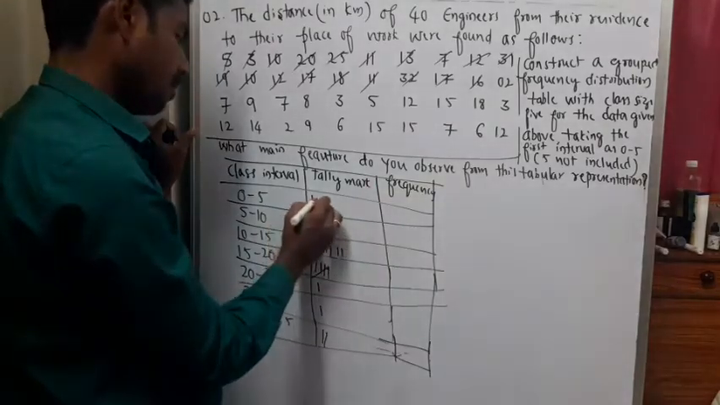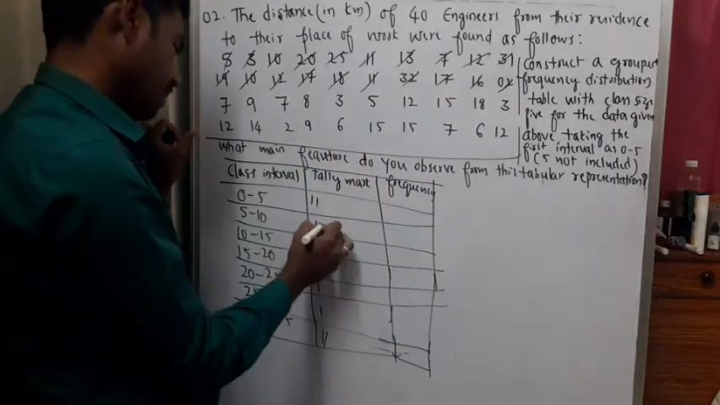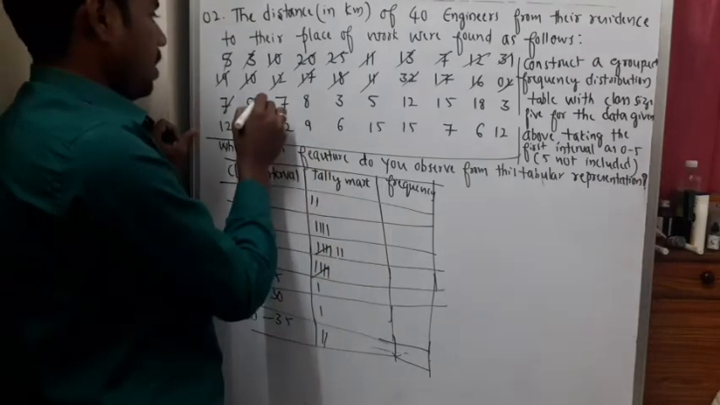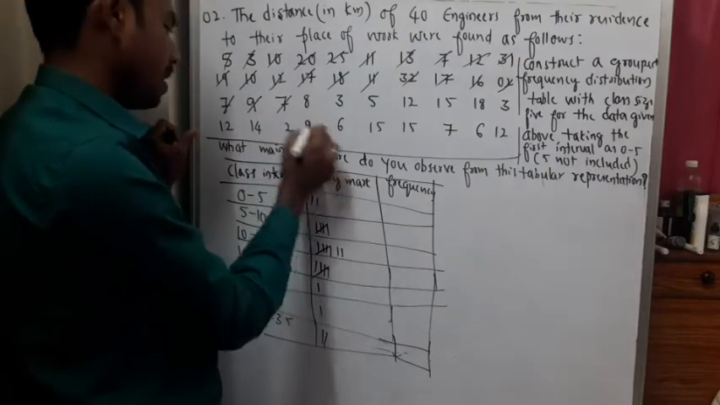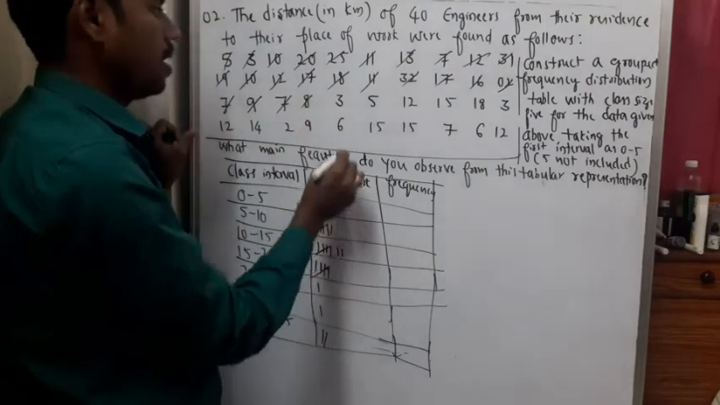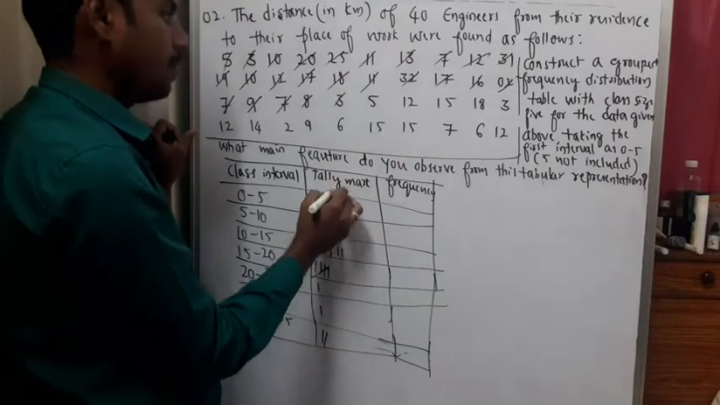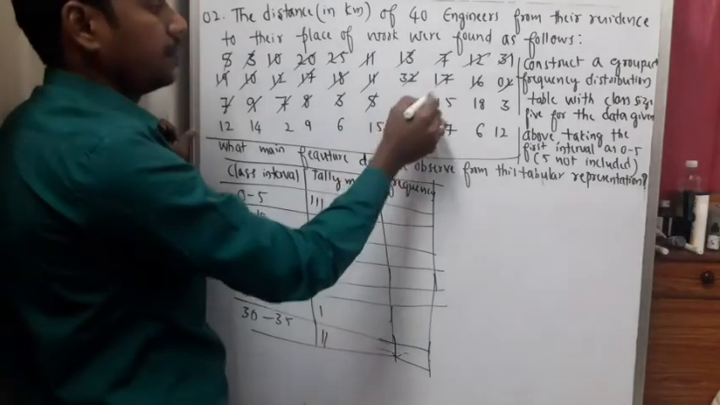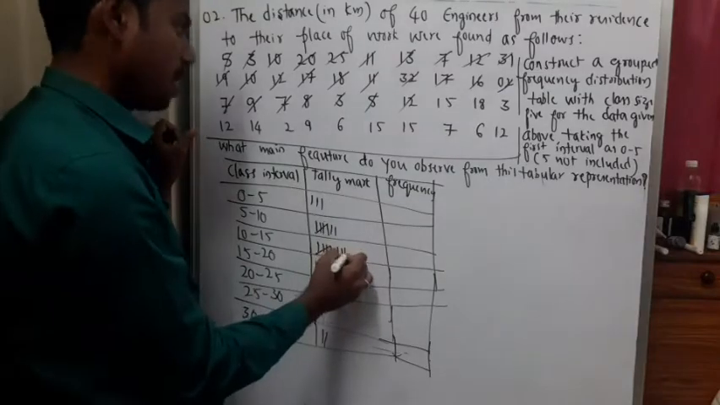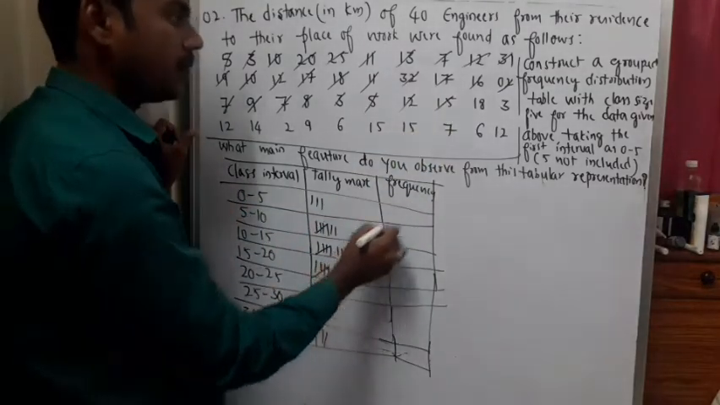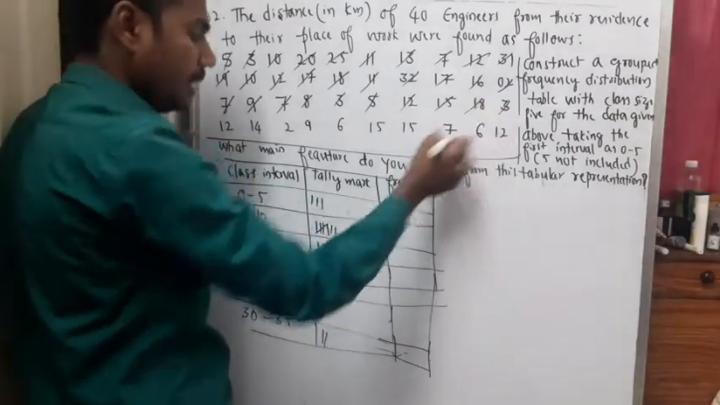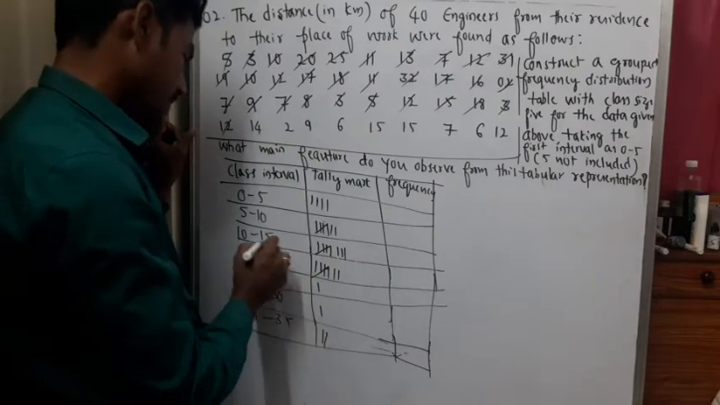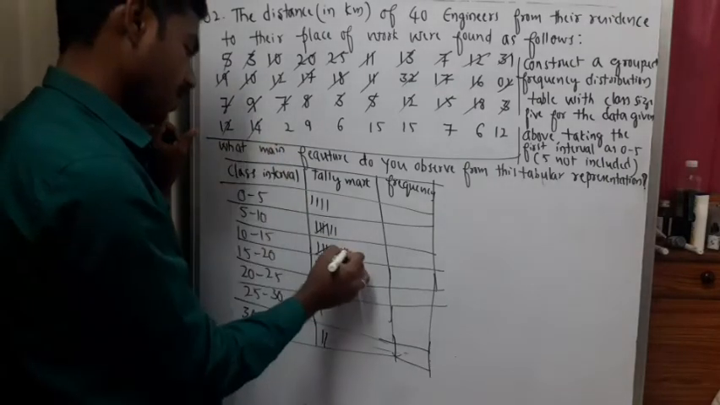Next 2 will come here. 7 will come here. 9 will fall under this. 7 will come here. Again 8 will come under this. Then 3 will come here. 5 will come here. Then 12, so 12 will fall under this. Then 15 will fall under this. 18 will come here. So 3. Next 12. So where is 12? 12 will come under this. 14 will come under this.